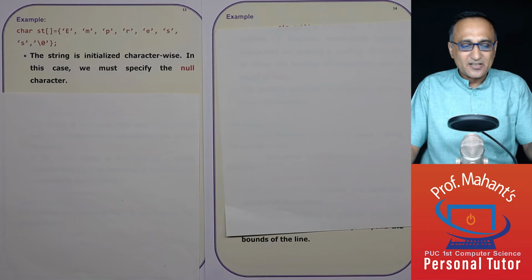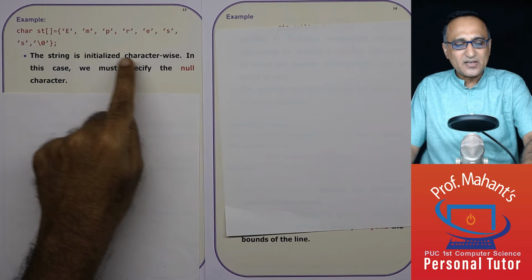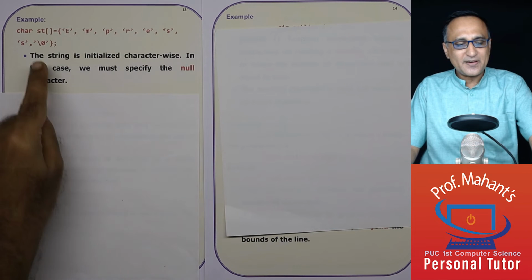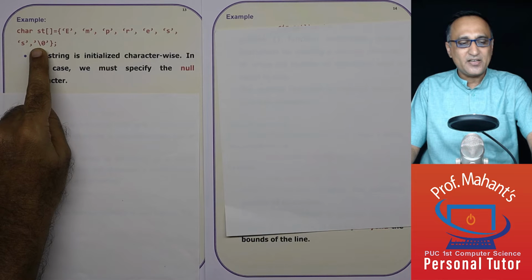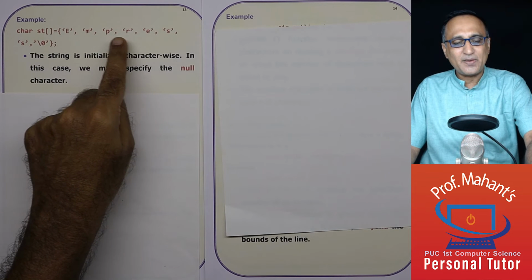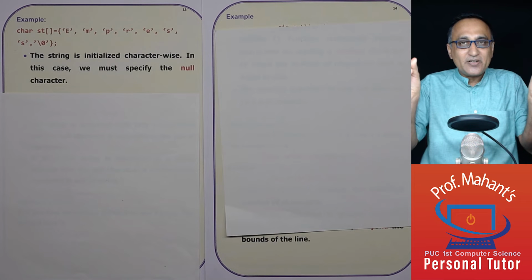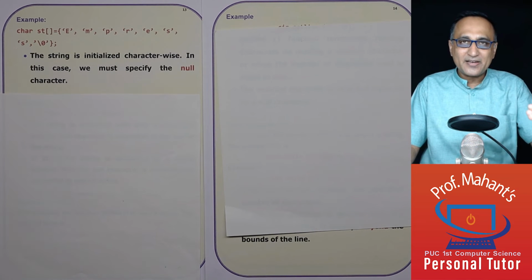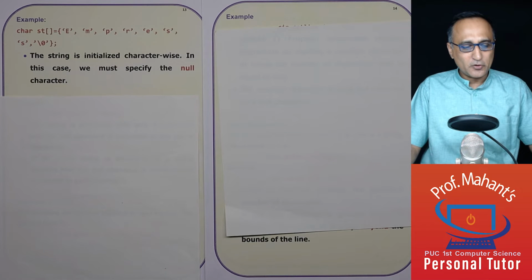But there's a lesson here. If you're initializing a string one character at a time, it is our job to specify the null character at the end. So you must specify the null character if you're initializing character by character. If you're initializing with double quotes, then this null character need not be specified. The compiler automatically adds it for you.